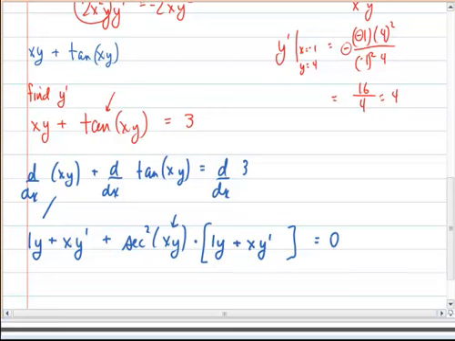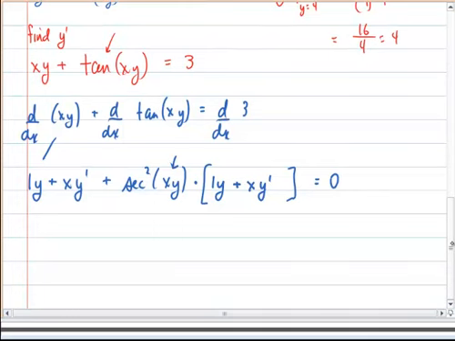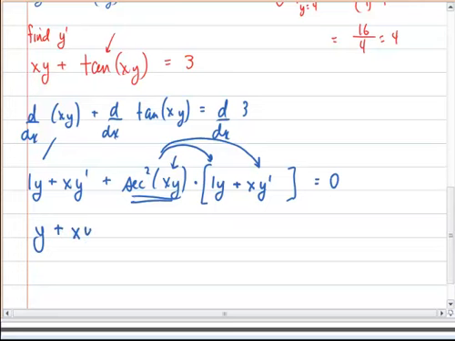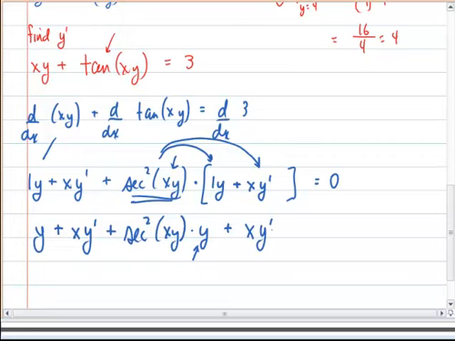So now we've got the task of solving for y prime. So this is what you have to do. This quantity has to be multiplied by both of these. So this is the part that most kids will have difficulties with. y plus xy prime plus secant squared of xy times the y. Now that y should be put out in front so you don't confuse it with multiplying by the independent variable of secant squared. Plus xy prime. I'm going to actually do that for the second part. I'm going to put this out in front of secant squared of xy equals 0.